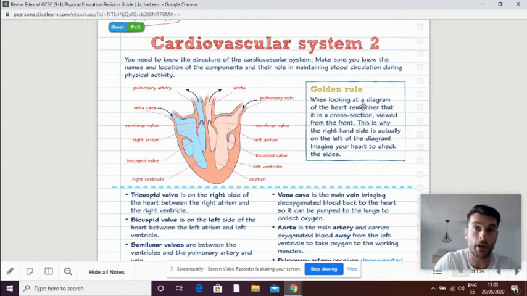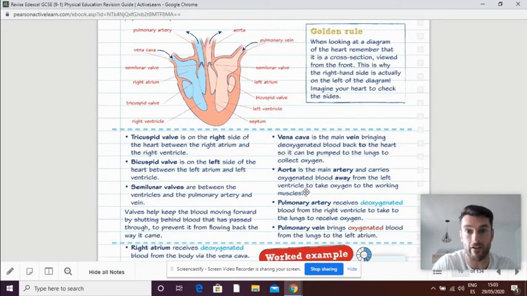Now golden rule, looking at the diagram of the heart, remember that it is a cross-section viewed from the front. This is why the right-hand side is actually on the left of the diagram. Imagine your own heart to check the sides. So we've got a few very important parts.